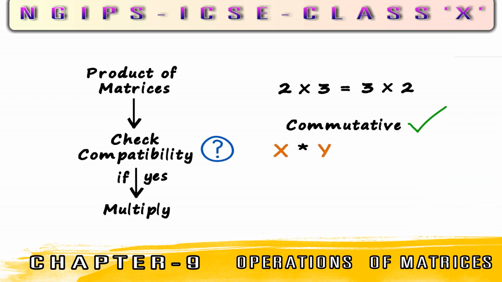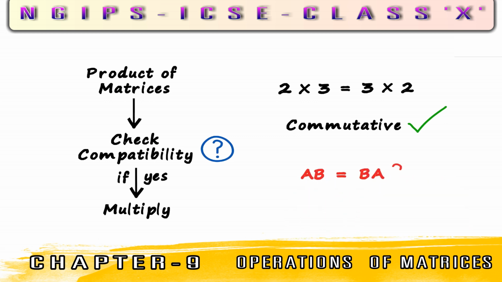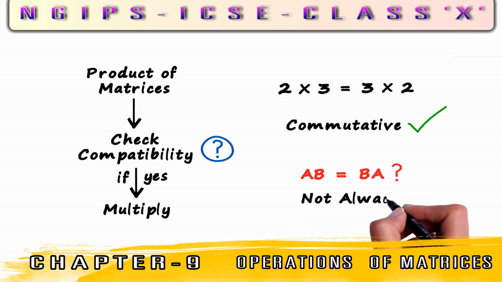X multiplied by y will always equal y multiplied by x if x and y are numbers. But let's say there are two matrices A and B. Will A times B always equal B times A? The answer is: not always.